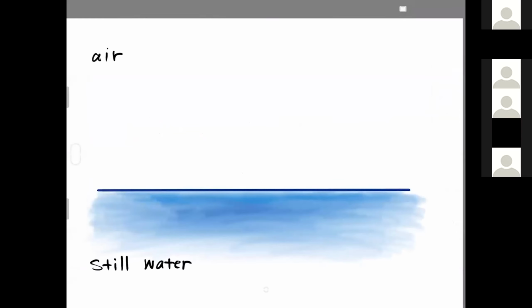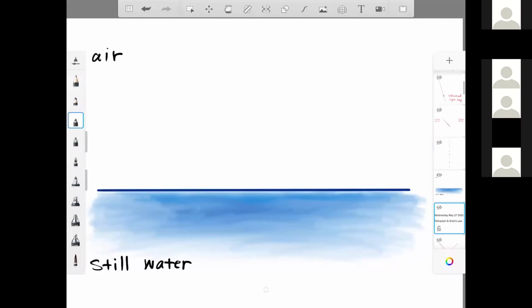Now, here's what I want you guys to imagine. Let's say that we have regular air that you breathe, and then you have some water that's still, that means it's not moving around, there's no waves, nothing like that. It's just perfectly still water. What happens when we were to shine some light onto the surface of that water?